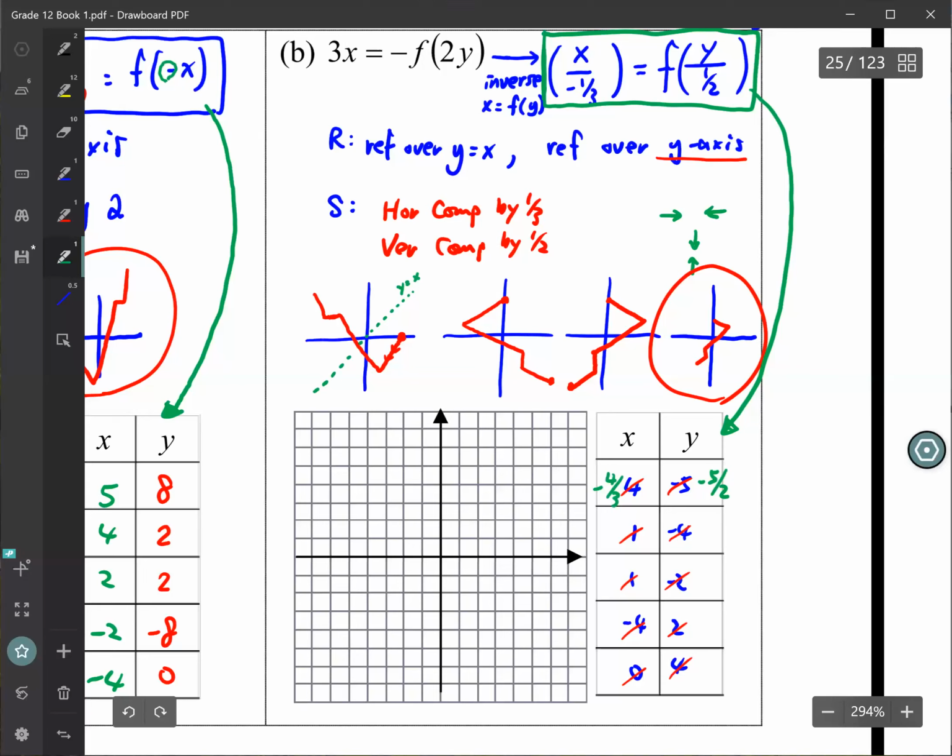Okay, it's that simple. You use the story form to get the values. But make sure you swap x and y before you begin. Okay, it's an inverse.